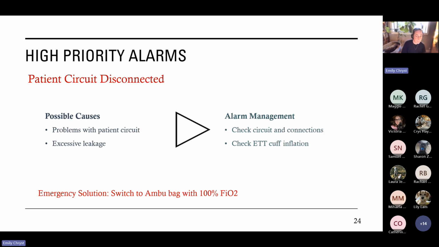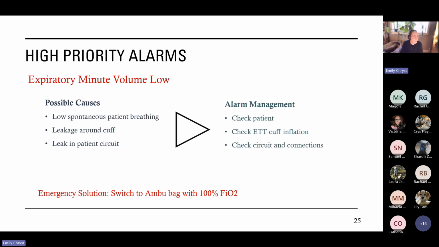Patient circuit disconnected is another alarm that you're going to get. This one seems fairly straightforward, right? If we've got a circuit disconnect, the ventilator is going to yell at us and we're going to want to figure out where that disconnection is. Could be problems with the patient circuit, could be excessive leakage. You could have a big leak in your circuit or a big leak from your endotracheal tube. Think a too small tube with a cuff not inflated. Manage this alarm. We're going to check the circuit and all the connections and check the endotracheal tube cuff inflation. And if we can't solve that problem and our patient's in trouble, switch to an ambu bag with 100% oxygen to at least stabilize our patient while we continue to troubleshoot.